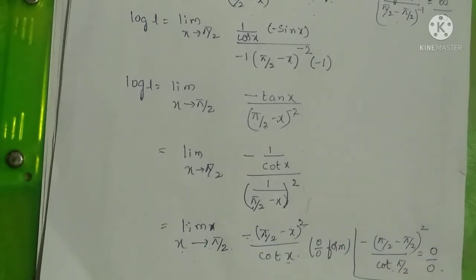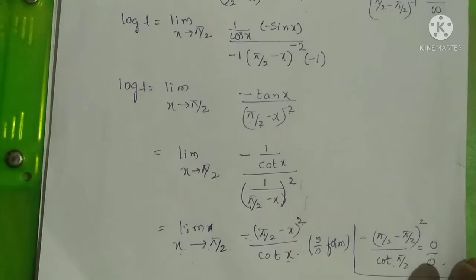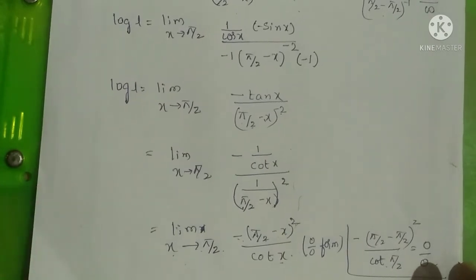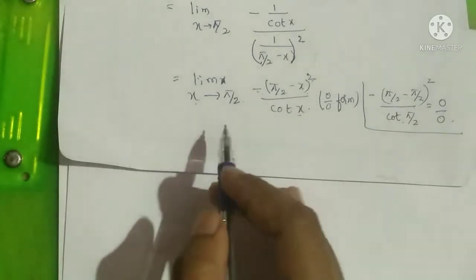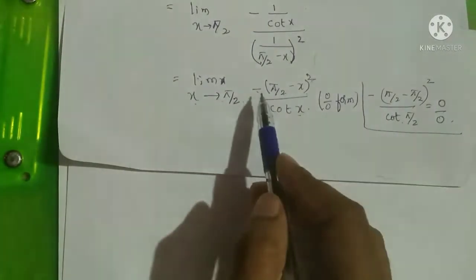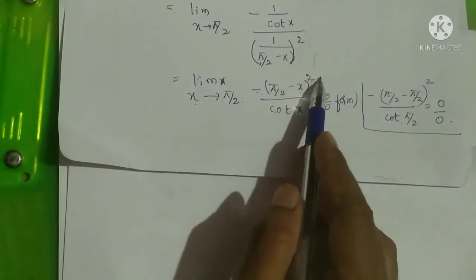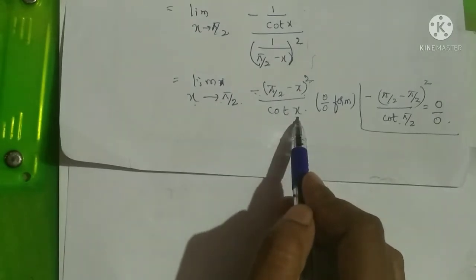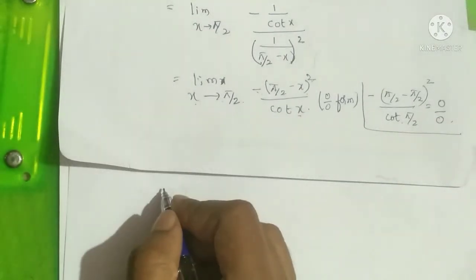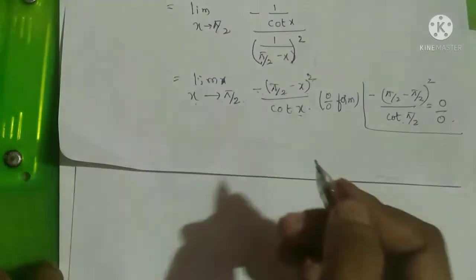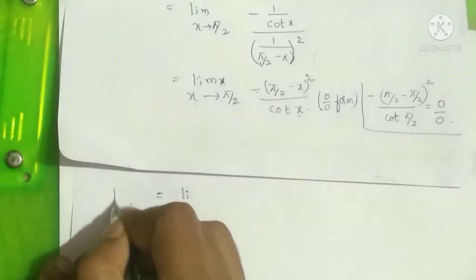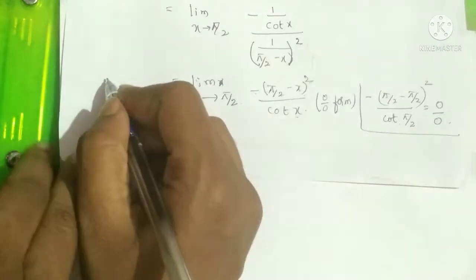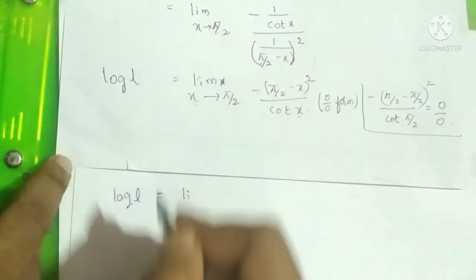So when you have 0 by 0 form, you can differentiate the numerator and denominator separately. As you see here, limit x tends to pi by 2 of (pi by 2 minus x) whole square divided by cot x is in the form of 0 by 0. So what does it say? You can differentiate the numerator and denominator separately. Log L in the LHS as it is.